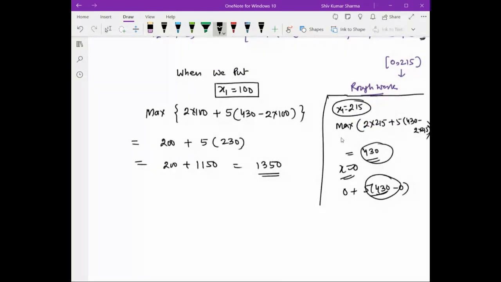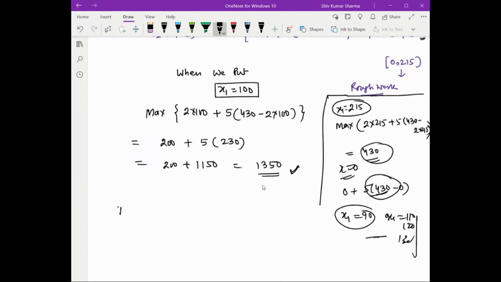When you try putting the value of x1 as 90, 110, 120, 130, etc., it does not give the maximum value. So x1 equal to 100 gives the maximum value, which is 1350.